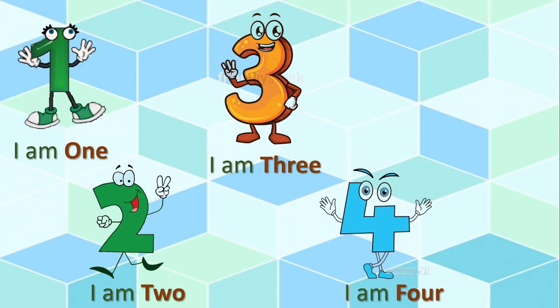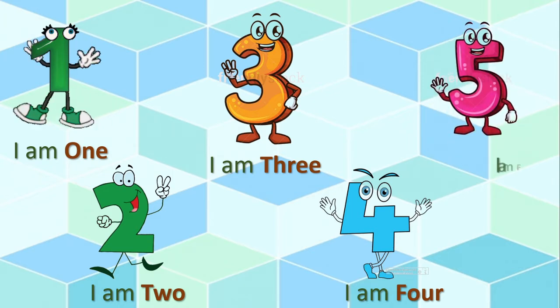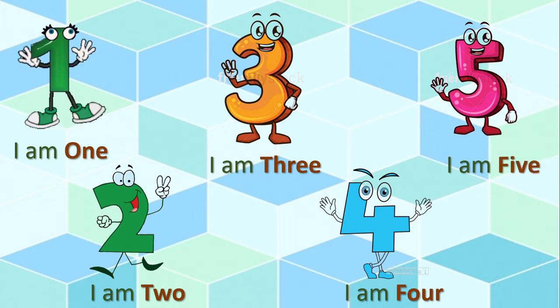I am 4. F-O-U-R, 4. And I am 5. F-I-V-E, 5. We have learnt about these numbers in last lecture, that is from 1 to 5. How to write and how to read them we know properly. Isn't it? Yes, dear children, today we will proceed to the next number. Okay?